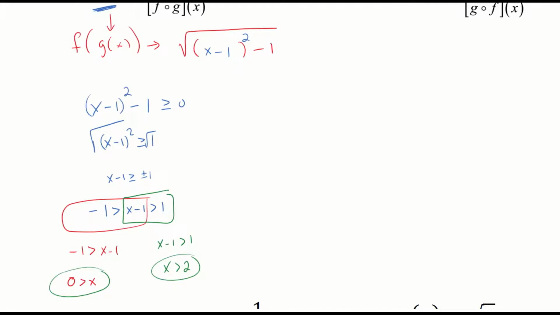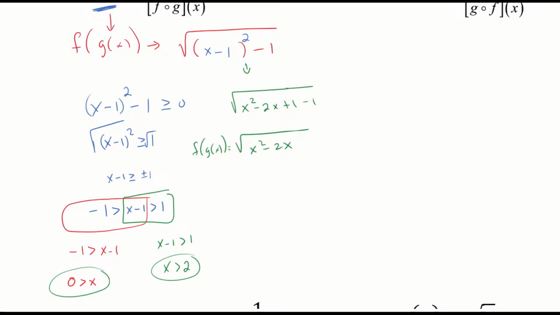So my new function, and we're going to go ahead and simplify here, right? So starting from here, here's my composite function. We have the square root of, now when we square that, we get x squared minus 2x plus 1 minus 1. And then we have x squared minus 2x, and the plus 1 and minus 1 go away. And so that is my f of g of x, right? That is my composite function.